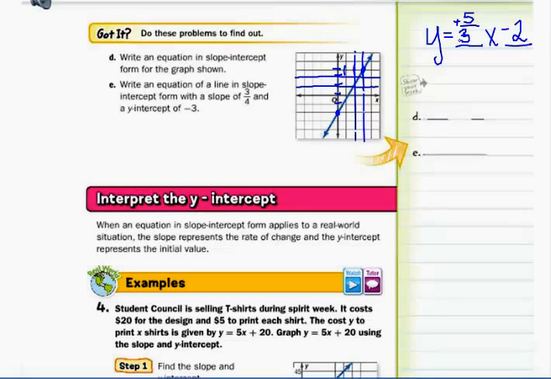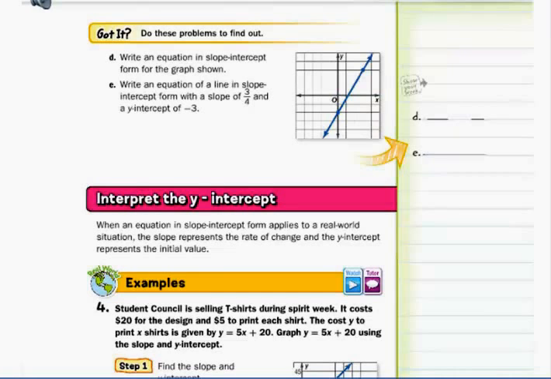E, write an equation of a line in slope-intercept form with a slope of 3/4 and a y-intercept of negative 3. So again, we just take our basic form and fill in the blanks. It says our slope is 3/4, so we put a 3/4 in front of x. And our y-intercept is negative 3, so it's minus 3. Done. All right, let's move on.